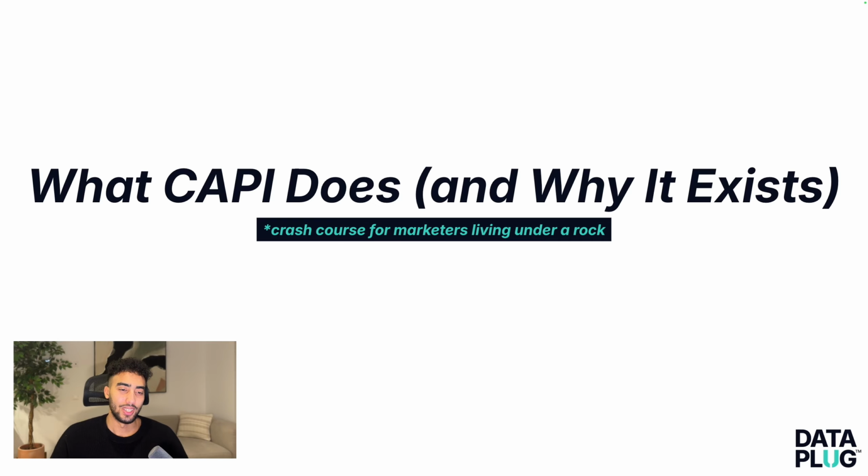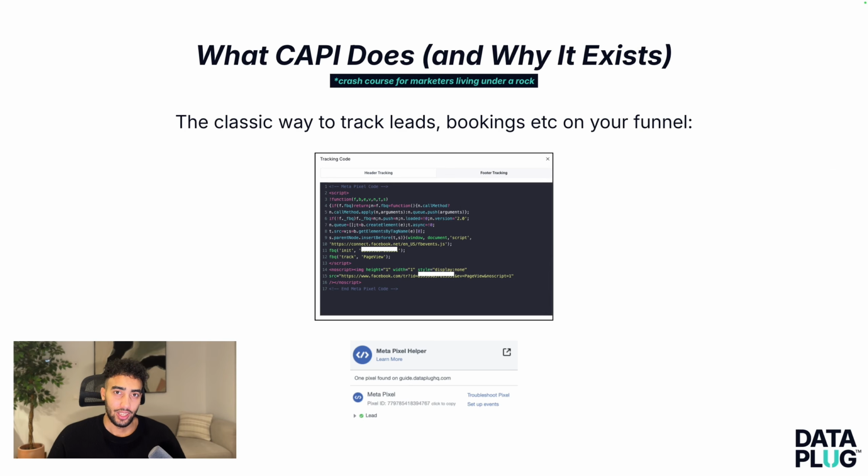Alright, what CAPI does and why it exists, a mini crash course for marketers living under a rock. The classic way to track leads, bookings, etc. that most of you are using right now is we have the little code snippets of the pixel, Meta's pixel, inside the different steps of the funnel to tell Meta, hey, this became a page view, hey, this is, I don't know, a lead, a schedule. And it used to work. And it still works to an extent.